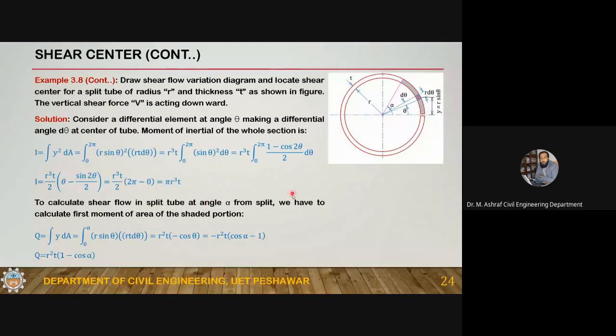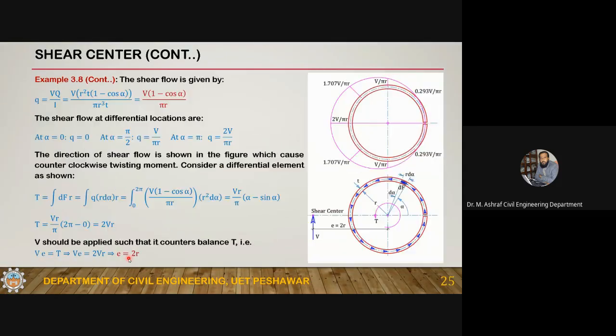Okay. Now to calculate the shear flow at an angle of alpha, let's suppose I want to calculate the shear flow here. What is the procedure? I'll have to take the first moment of area on one side. Okay, so I'll have to calculate the first moment of area of this shaded portion. How to get this? If I take the same differential element and integrate it from 0 to alpha, I'll get the first moment of area. So Q is equal to the integral of y dA, where y is r sine theta, with integration from 0 to alpha. Simplifying this, r squared t into 1 minus cos alpha. Okay, so this is the first moment of area.